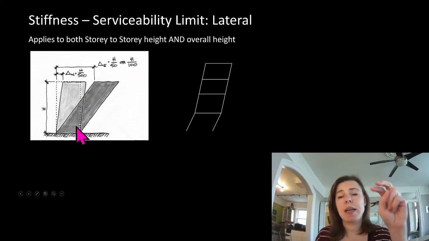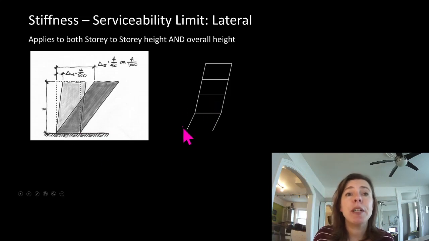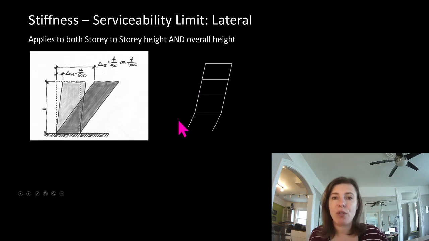And it has two things it has to meet. It has to meet the overall building, but also story to story. Because you could imagine if this building right here met the overall deflection criteria, but almost all the deflection happened on one story, that doesn't seem very good. So we have to take this height and divide it by 500 for wind and make sure it meets that criteria. Each story has to meet it, but then it also has to meet it from here to here.